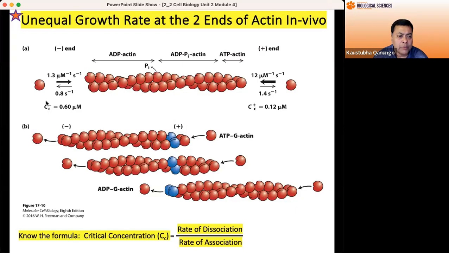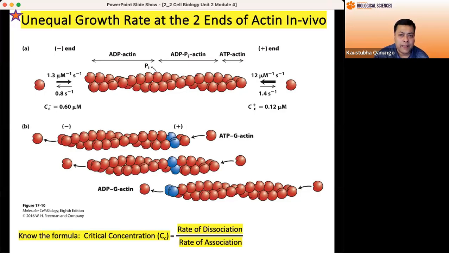That's why it is not a round number, like not 1 or 2 or something. So if you just calculate the critical concentration, it is the rate of dissociation over association. So 0.8 over 1.3, and you get 0.6 micromolar. See, that is 0.6 versus 0.12. Much, much less here, much, much higher here.